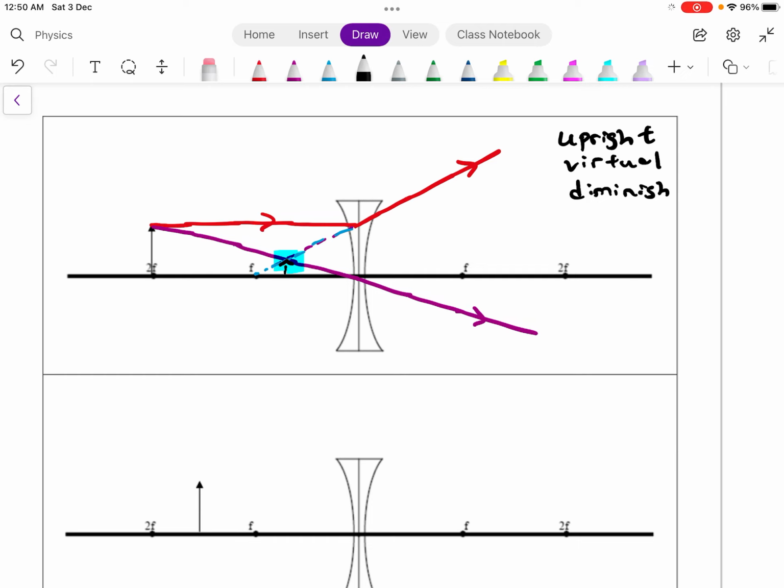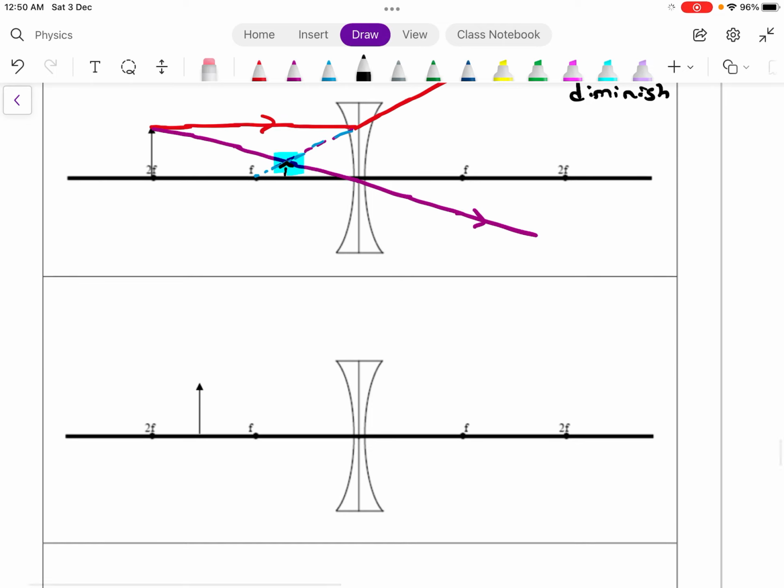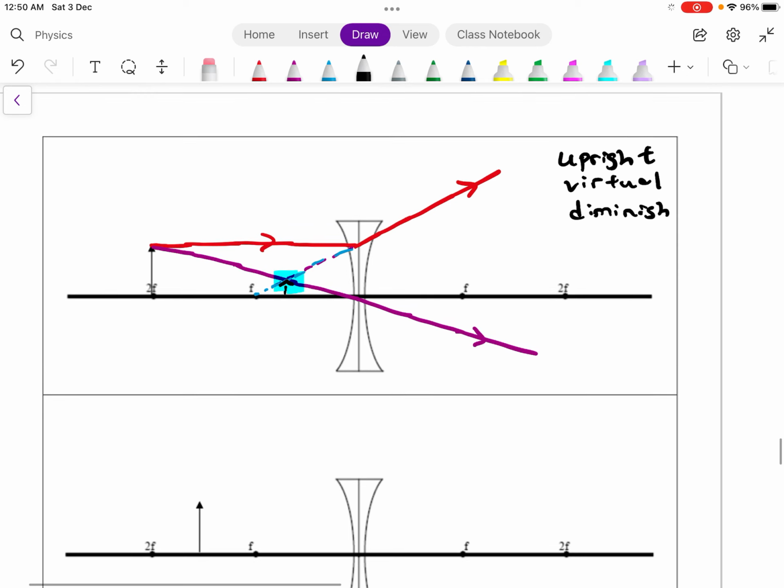So if you go to the next object, the object here is between 1F and 2F. The image formed will also be the same as the first case: upright, virtual, and diminished. So this is the characteristic of your diverging lens.